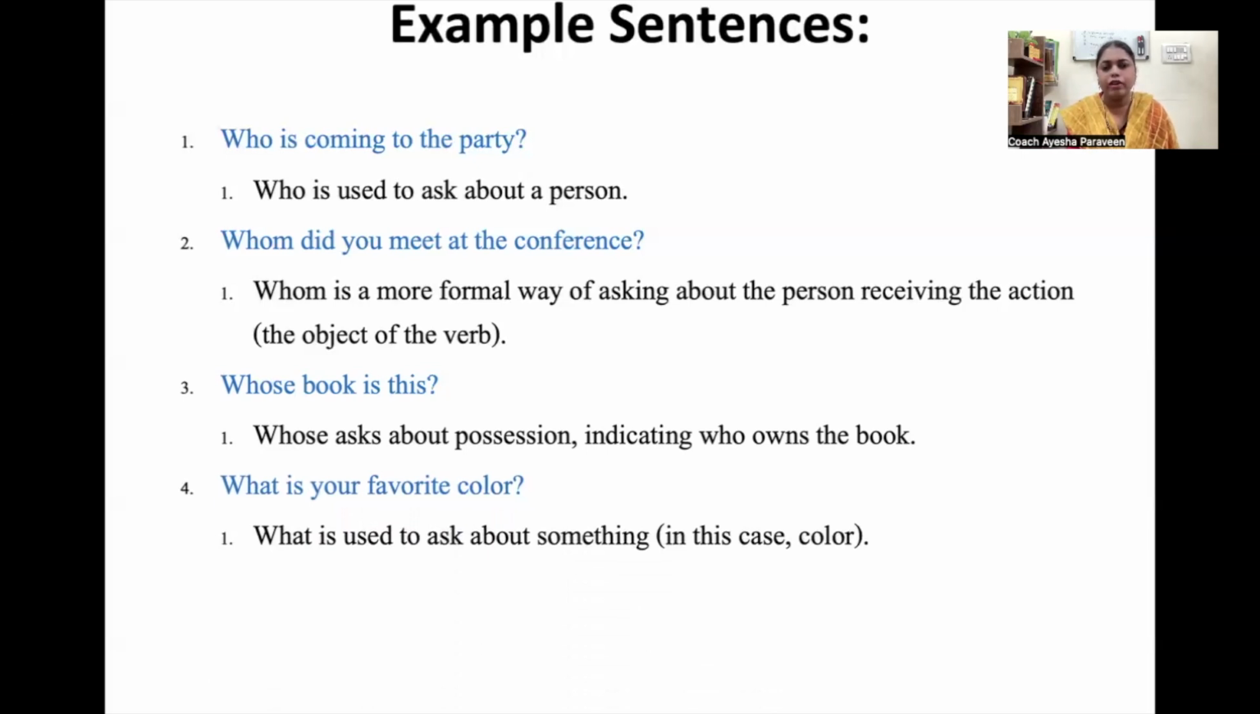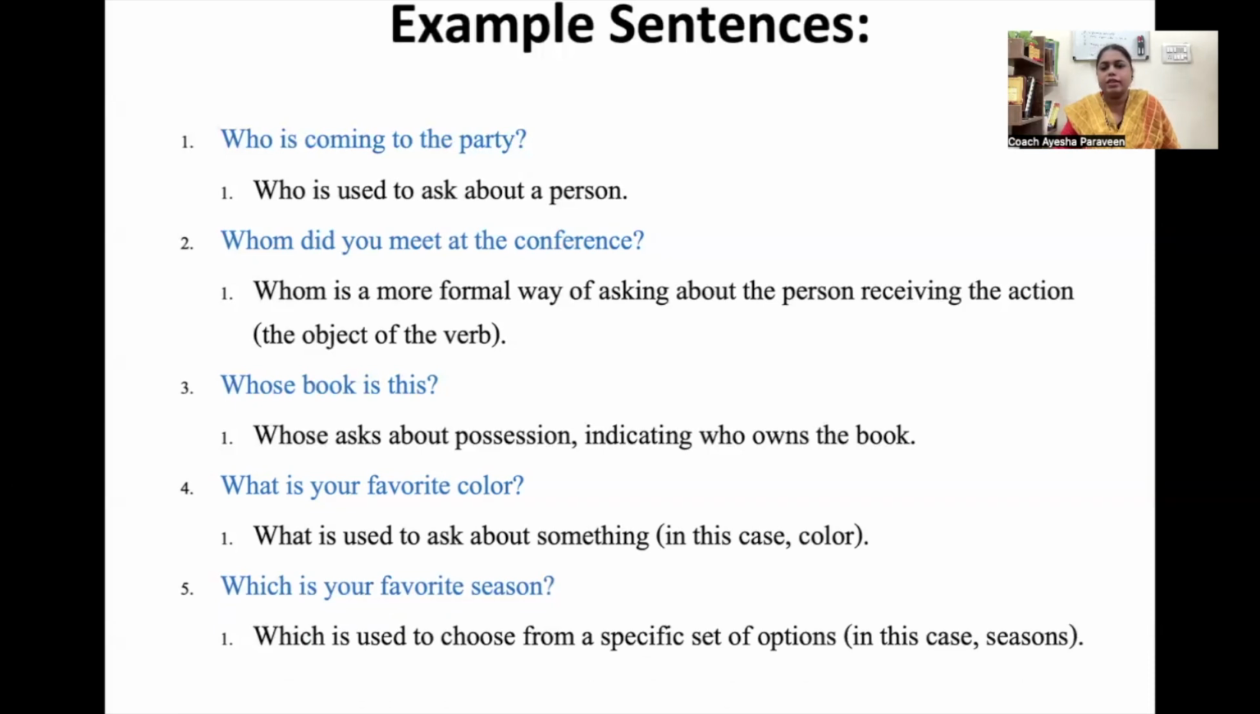What is your favorite color? Here there is no option. What is an interrogative pronoun used when there is no choice, to ask about something, in this case color. In this question, what means specific information that we want to know, but there is no option given. So at that time we use what.